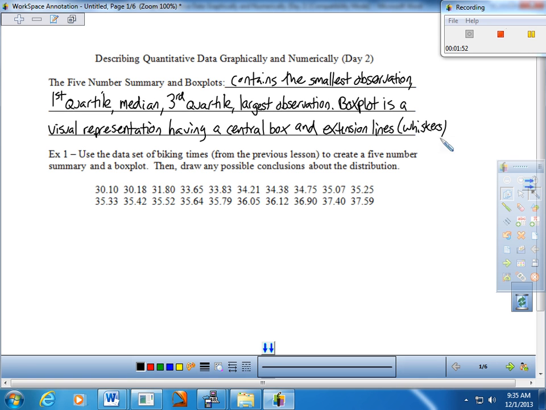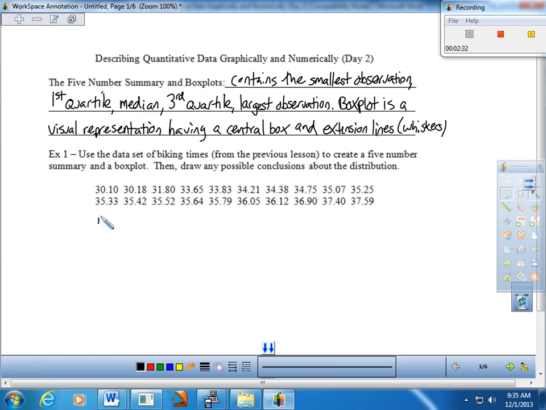So I think what we'll end up doing here is trying one by hand. Hopefully it won't take too long. I think we have some of the values in place already, so we can save ourselves a little time and energy, and then just see if we can draw one out here and get a good visual representation of a data set. So example 1, use the data set of biking times from the previous lessons. We've actually already calculated some of these pieces right in here, so that's good. To create a 5-number summary and a box plot, and then draw any possible conclusions about the distribution. All right, that sounds great.